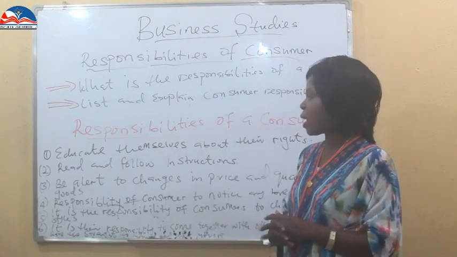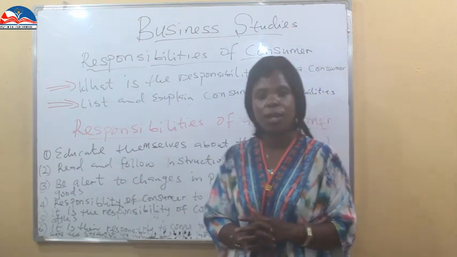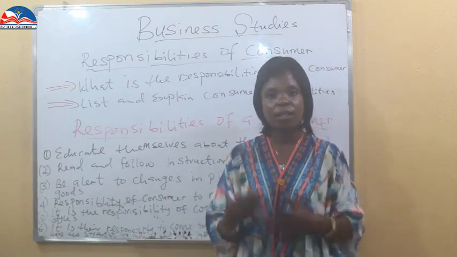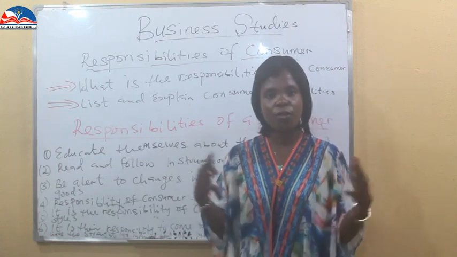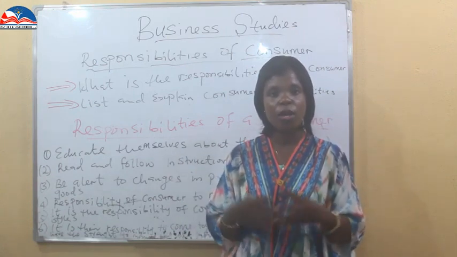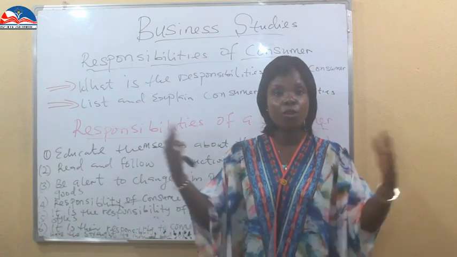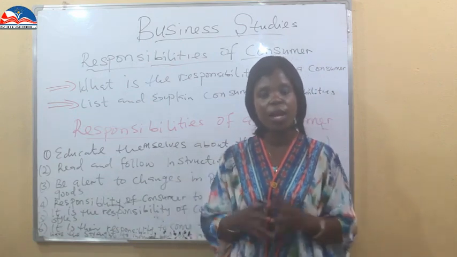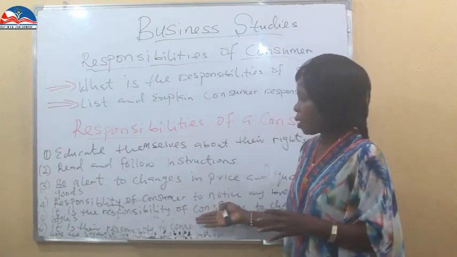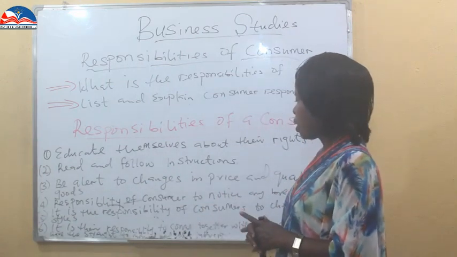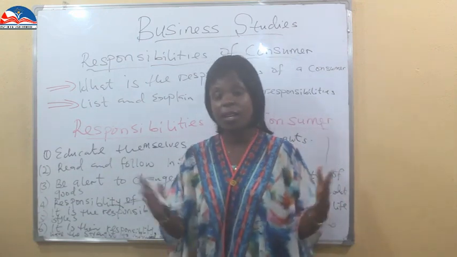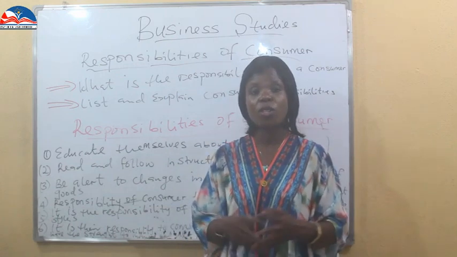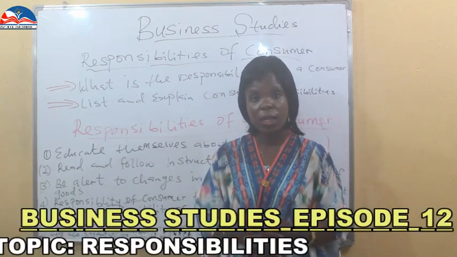The next one is be alert to changes in price, quantity, and quality of products. If producers have put it out there that there is a change in their price or quantity of products and the rest of them, be alert to these changes. This is what they have come up with, so this is what I stand to benefit. The fifth one is, it is the responsibility of consumers to check their lifestyle and shopping pattern. What do you shop for? What is your lifestyle? What product do you need?